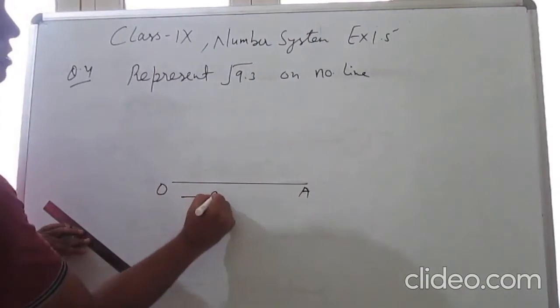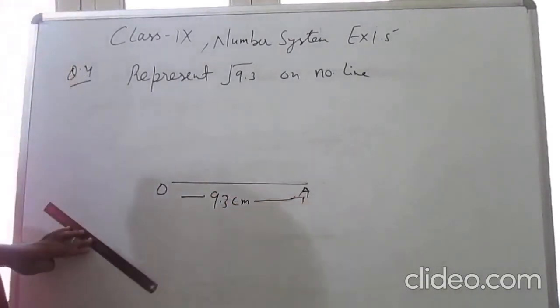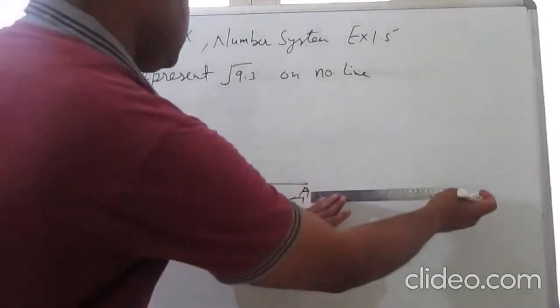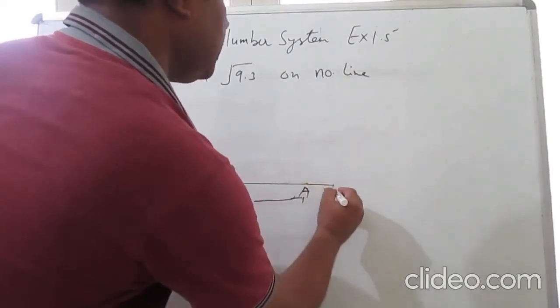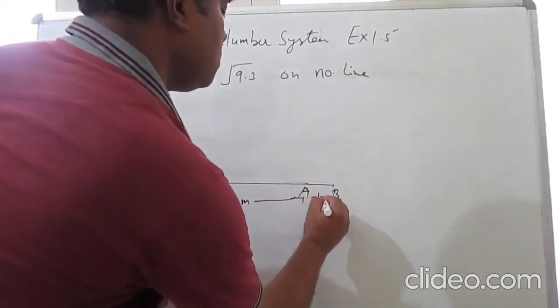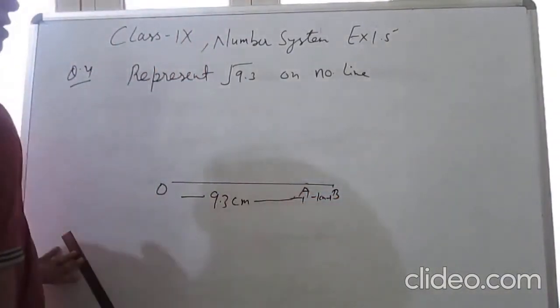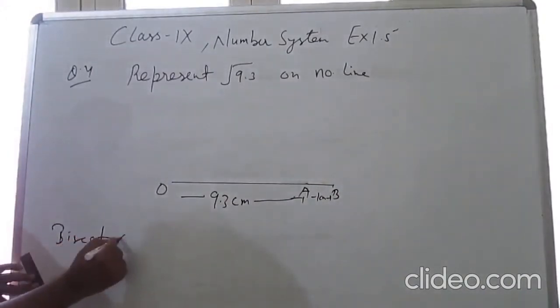It is 9.3 centimeter. From A you extend it 1 unit, that is 1 centimeter. Take it as B. This is 1 centimeter. Now it total becomes 10.3. Now what you do? Bisect OB.